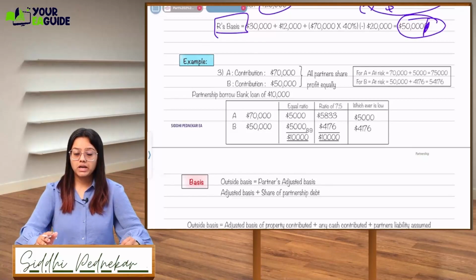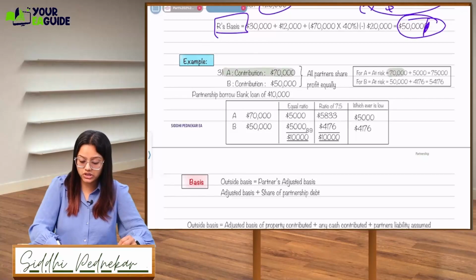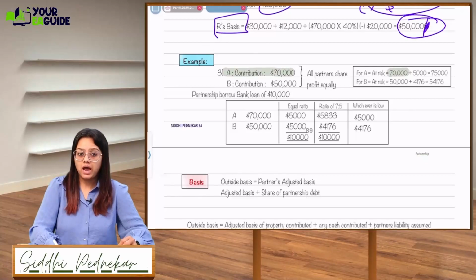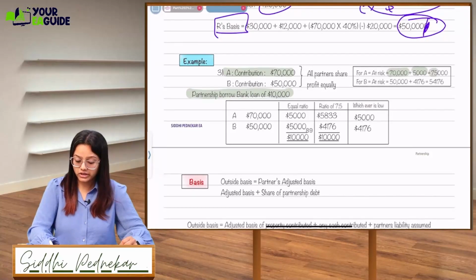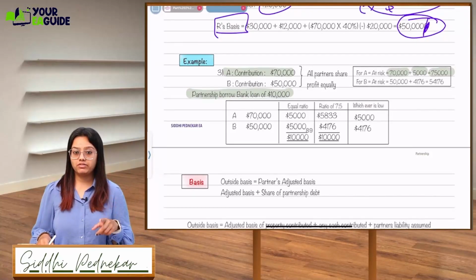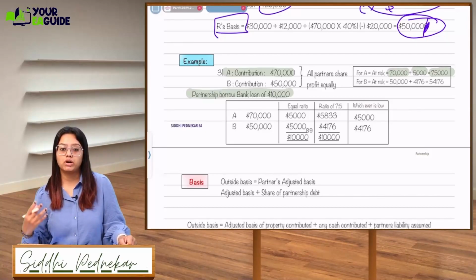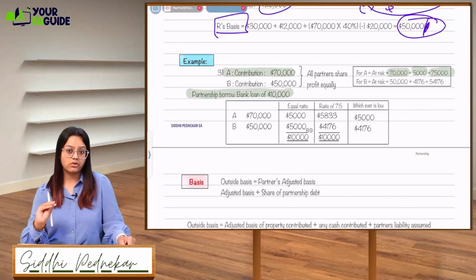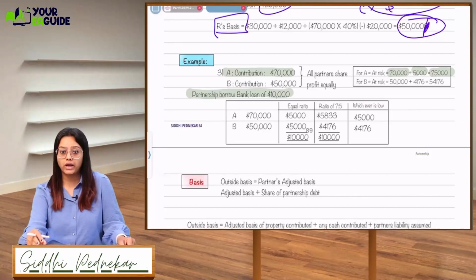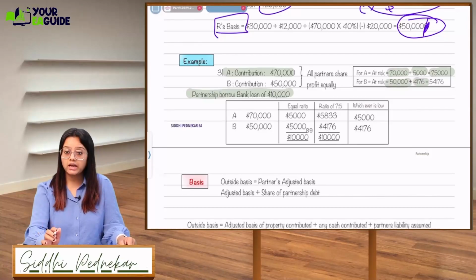Right? So what will happen? Mr. A is at risk for how much amount? The amount which he contributed, 70,000, and his share in the borrowed amount, that is 5,000. So his at-risk value is 75,000. This can be one MCQ: Mr. A is at risk for how much amount? Whatever his contribution is, plus his share of the borrowed amount. Okay. Second, partner B has contributed 50,000 plus his share of 5,000.